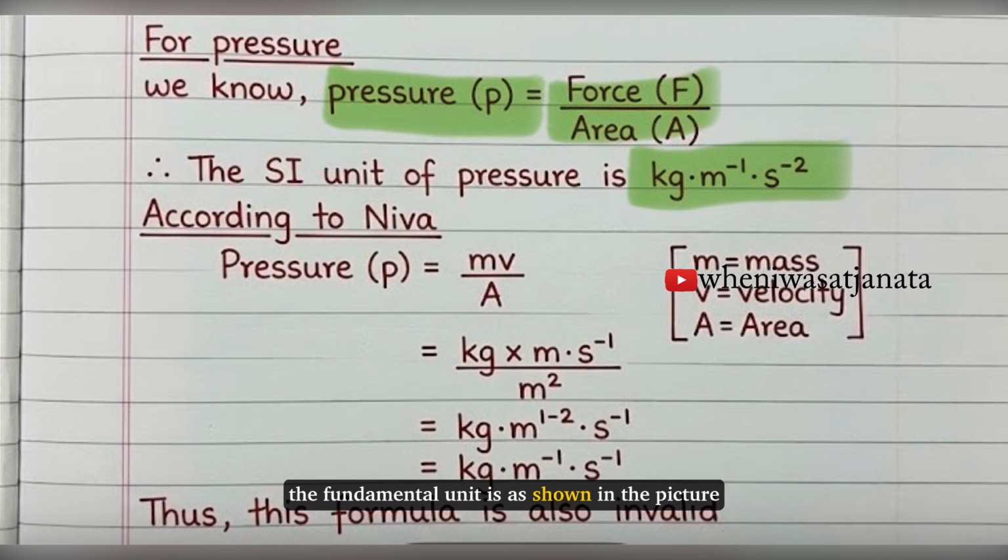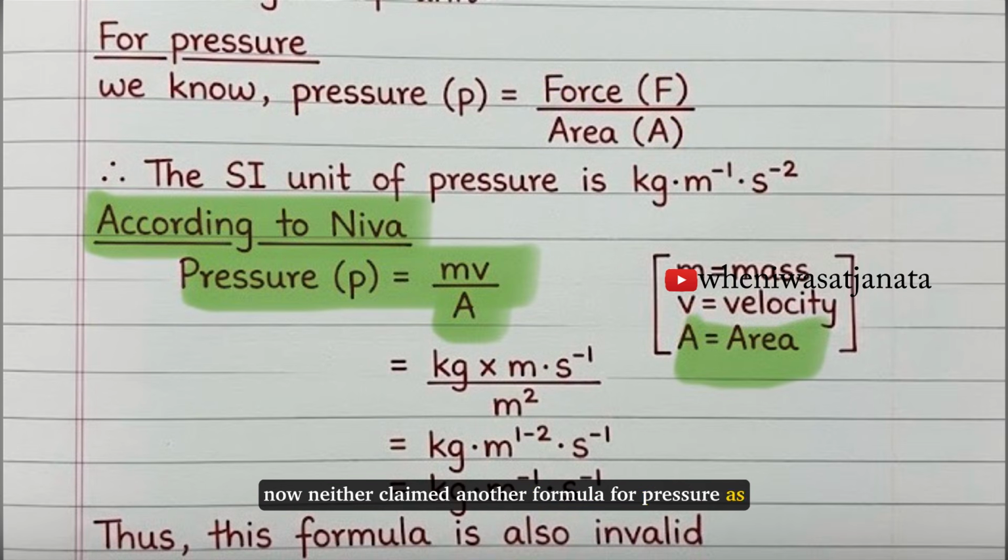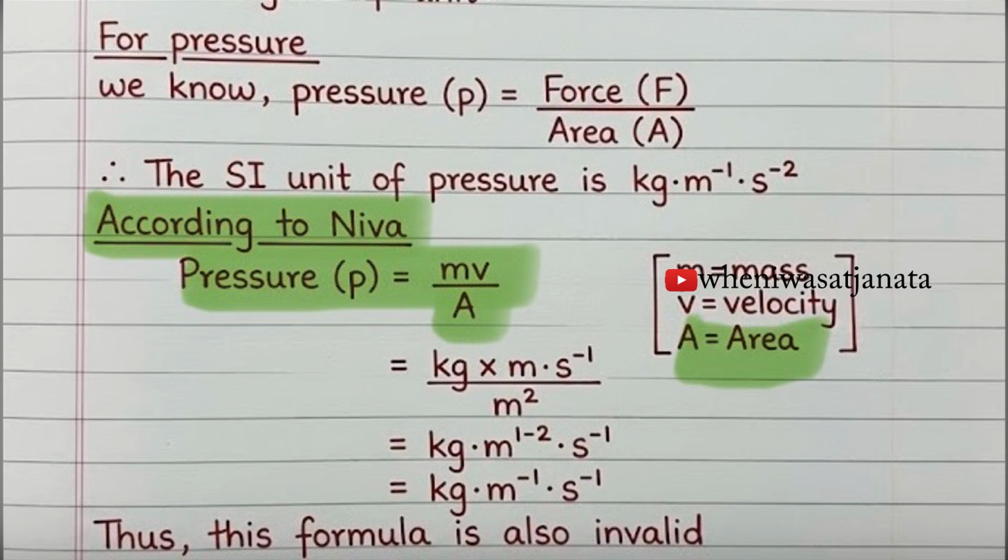Similarly, for the second condition of pressure, we know pressure is equal to force divided by area, so the fundamental unit is as shown in the picture. Now Neva claimed another formula for pressure as mv by a. Remember, small a refers to acceleration where capital A refers to area. So changing into fundamental units, the units of pressure and the units of the other formula claimed by Neva do not match. Thus, this formula is also invalid.